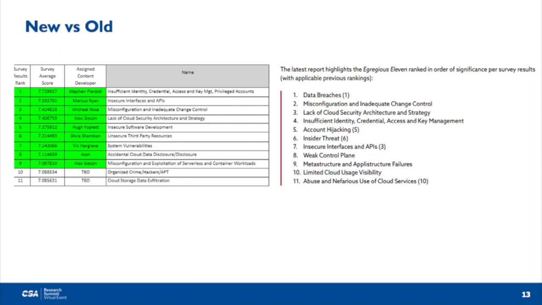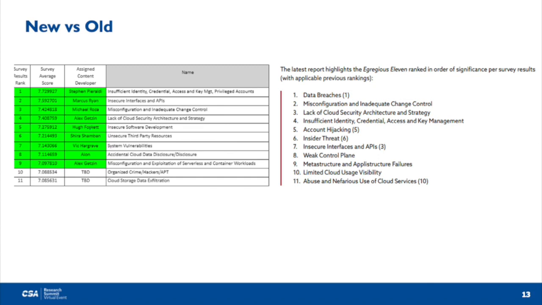All right, and so as I was telling everyone, this is the new versus old. On the left-hand side, it was pulled from our rough draft this morning. I wanted to get as close to accurate as I could for today's presentation, and I wanted to show you any that have changed. So as we can see, from the original, data breach was number 1. This year's is insufficient identity, credential access, and key management, so privileged account access. So that is actually our new number 1.